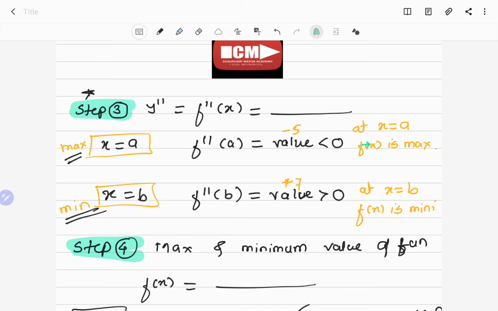This indicates the function is maximum at x equal to a. So this is the overall conclusion. Next, if you substitute x equal to b in this second derivative, then let's say, just for the sake of understanding, I'm assuming the value is positive. And if the second derivative value is positive, then the conclusion is f of x is minimum at x equal to b, or minima occurs at x equal to b.